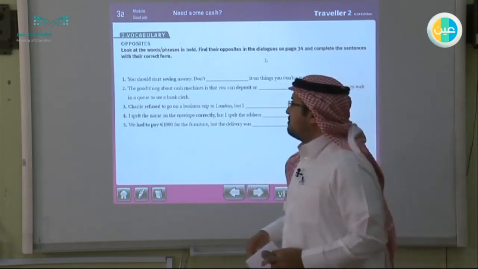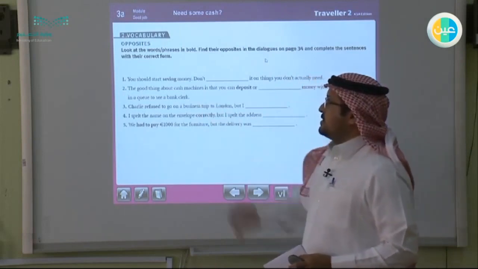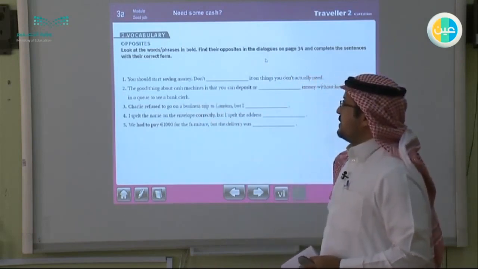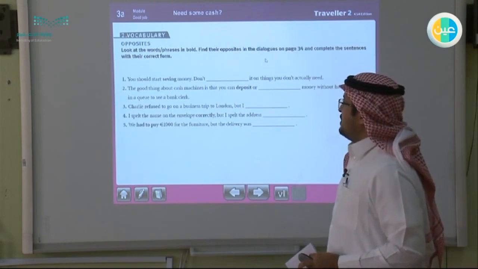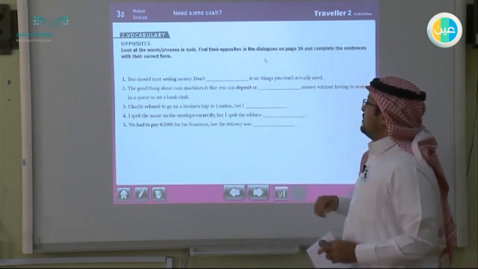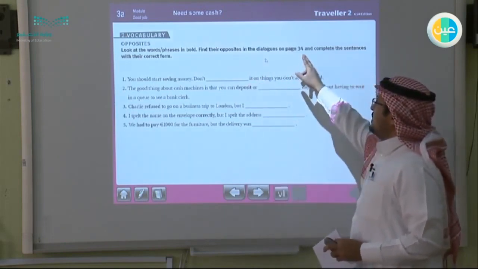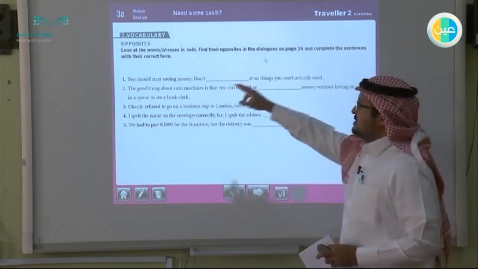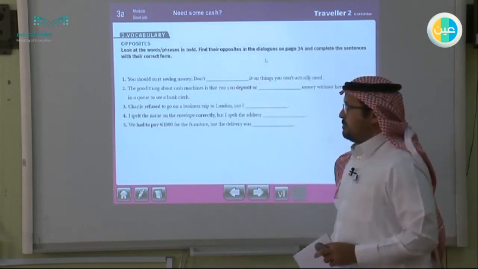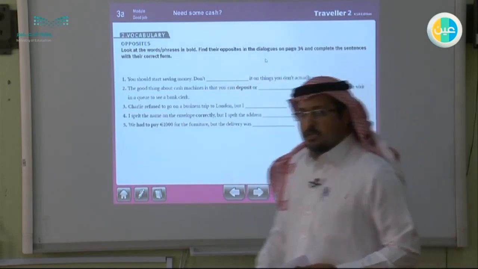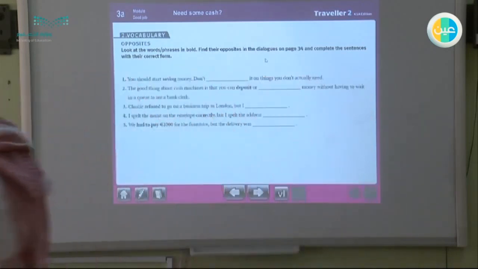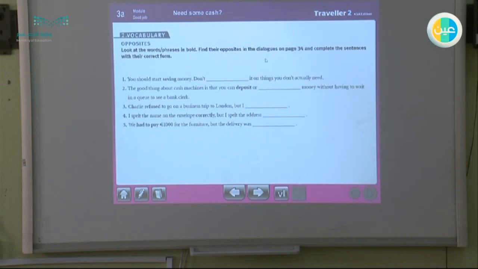Okay, let's read the instruction. Look at the words and phrases in bold. Find their opposites in the dialogue on page 34 and complete the sentences with their correct form. Now we are going to read some of the statements and try to answer the question.